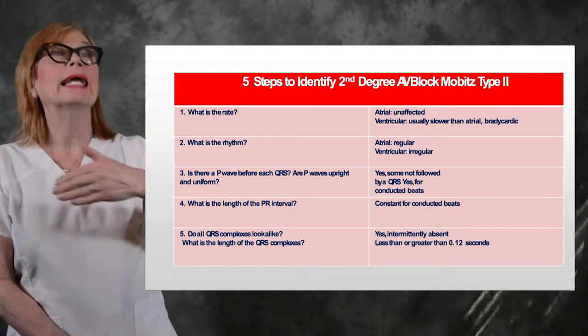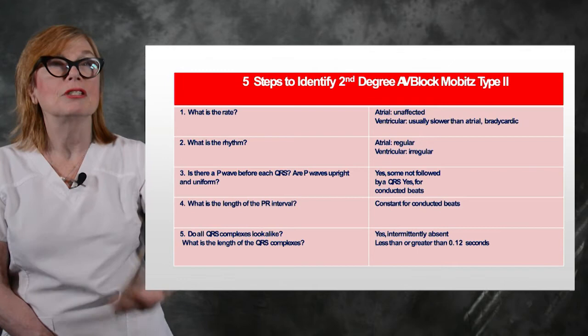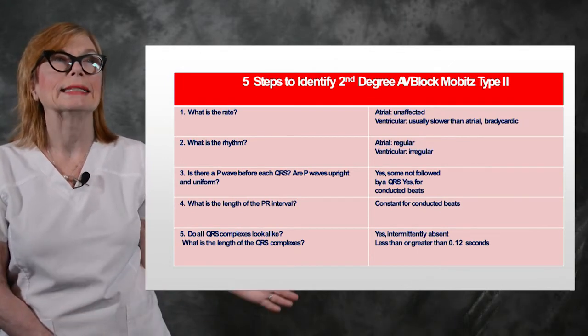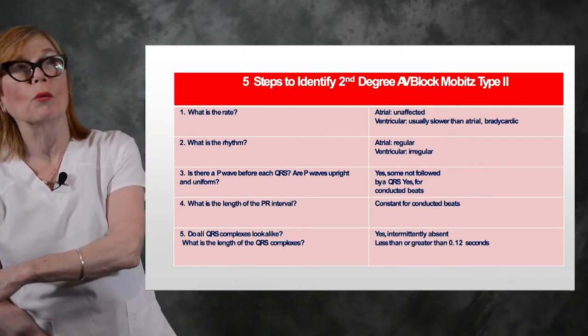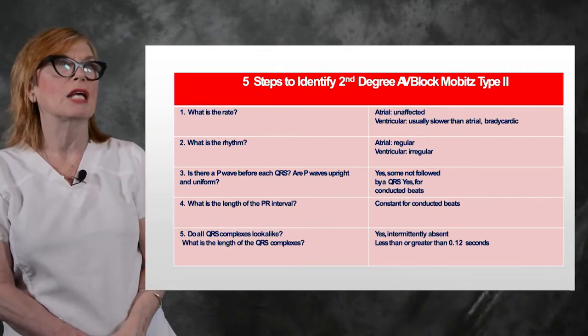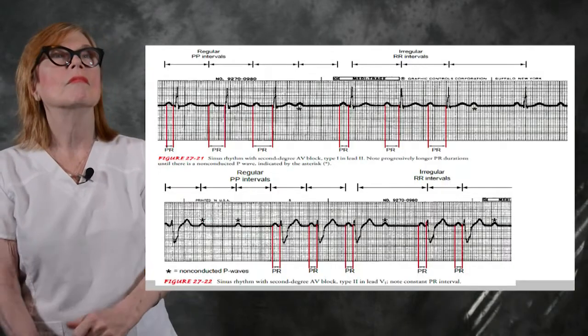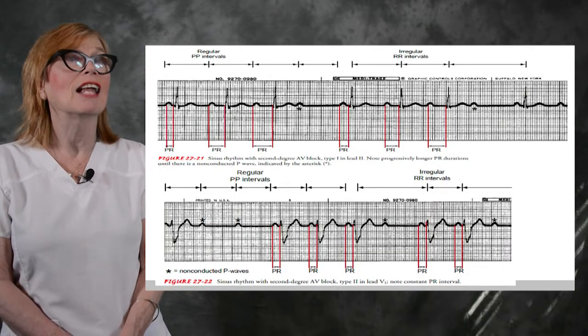They are intermittently absent, and they are less than 0.12 seconds. Anything wider than 0.12 seconds, your patient's already in complete heart block and they have AV dissociation, unless they had it before you saw this problem. Okay, so let's just finalize with this.